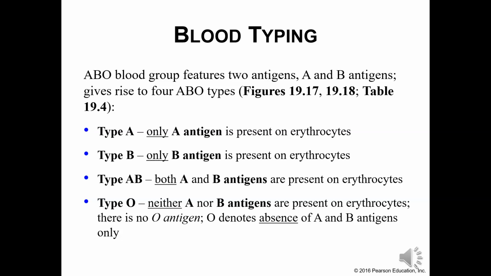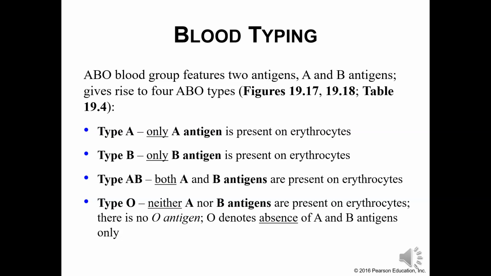So if you have 2 antigens, one A and one B antigen, you basically have 4 ABO blood types. If you have type A blood, that means you only have the A antigen present on your red blood cell. If you have type B, you only have the B antigen. If you have type AB, you have both the A and the B antigens. And if you're type O, you have neither A nor B antigen present on your red blood cell. Remember, there is no O antigen. O simply denotes the absence of either A or B antigen.